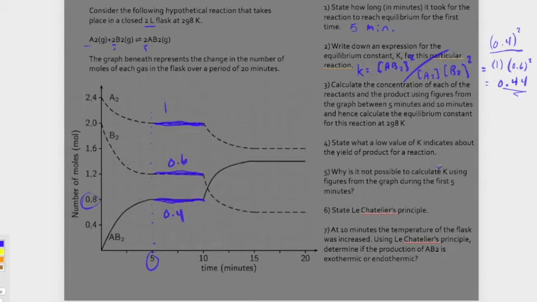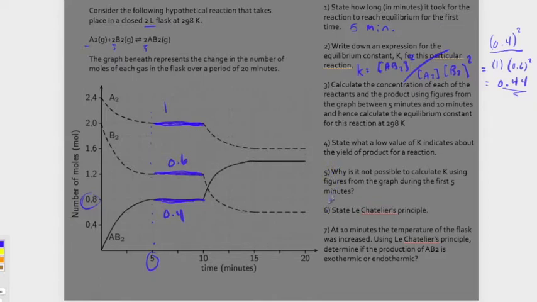Why is it not possible to calculate K using figures from the graph during the first 5 minutes? So during the first 5 minutes, I was not at equilibrium, was I? My number of moles were actually changing. The rate of the reaction had not equaled out yet. So I did not have equilibrium concentrations. K can only be calculated from equilibrium concentrations. And my concentrations were changing, so I was not at equilibrium. I could not calculate K.